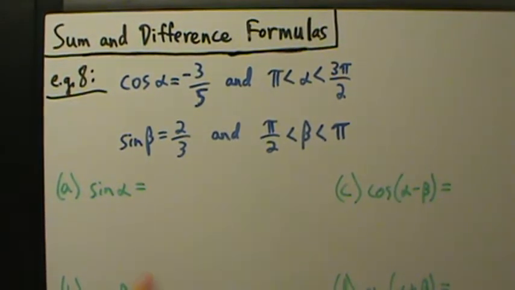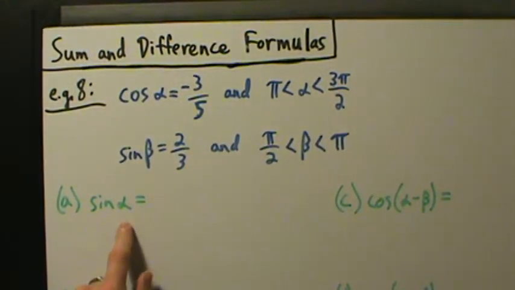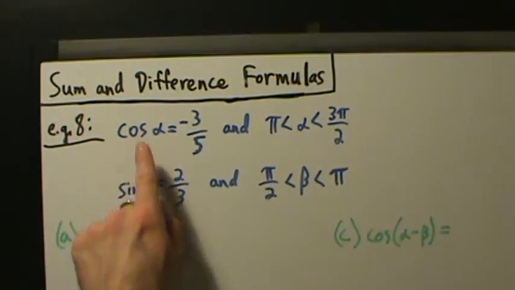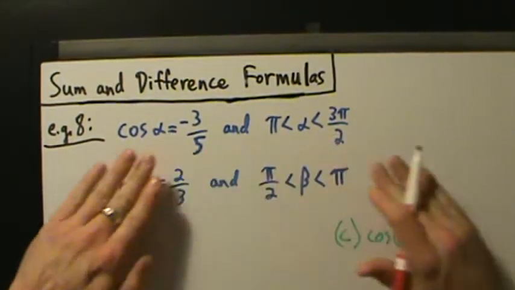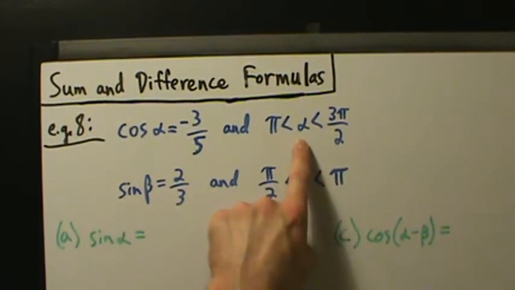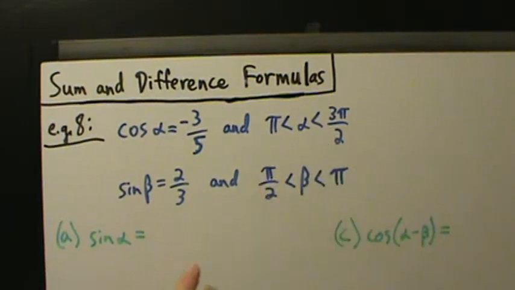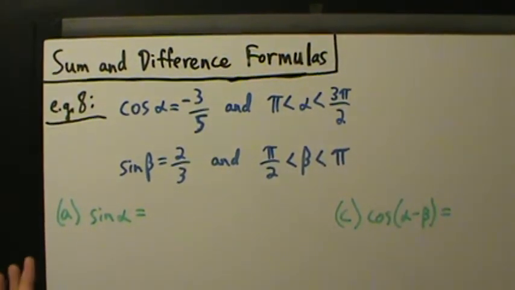So for part A, we want sine of alpha, and we don't need to use anything about beta to get anything about alpha. So sine of alpha, we only need to use cosine of alpha and where alpha is. So we can forget about this stuff with beta right now for part A. So cosine of alpha is -3/5, and alpha is between pi and 3 pi over 2. So before we can start, we have to figure out which quadrant alpha is in.